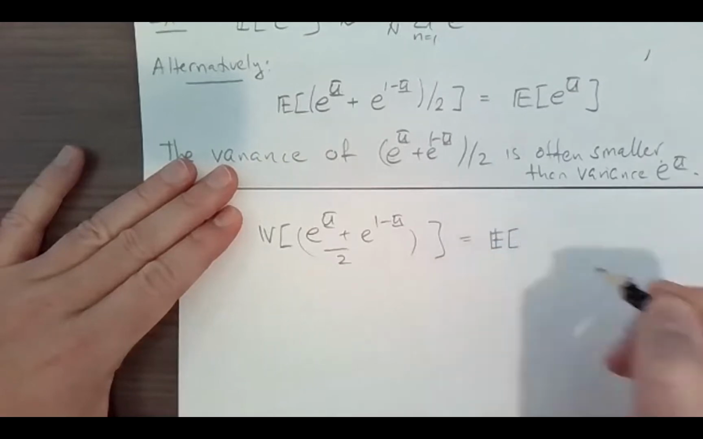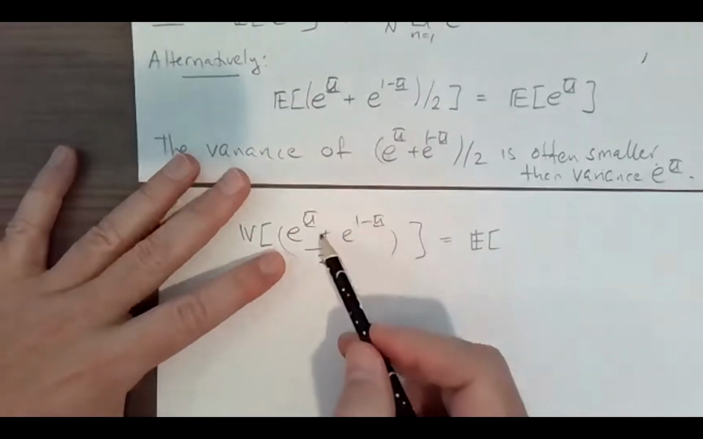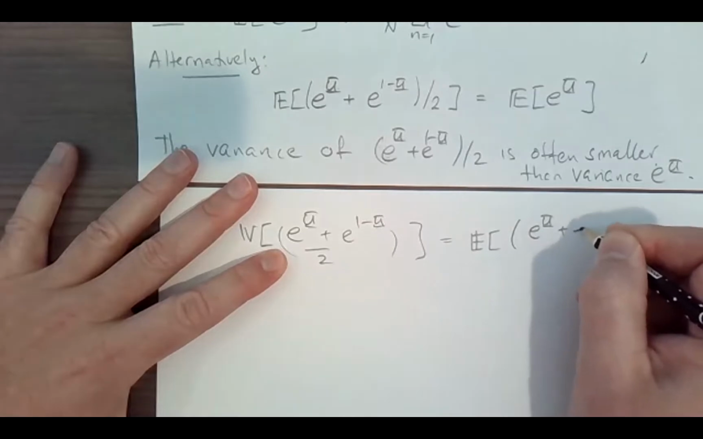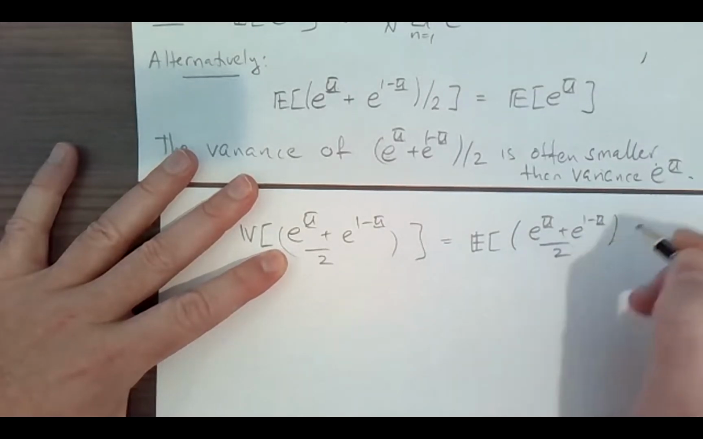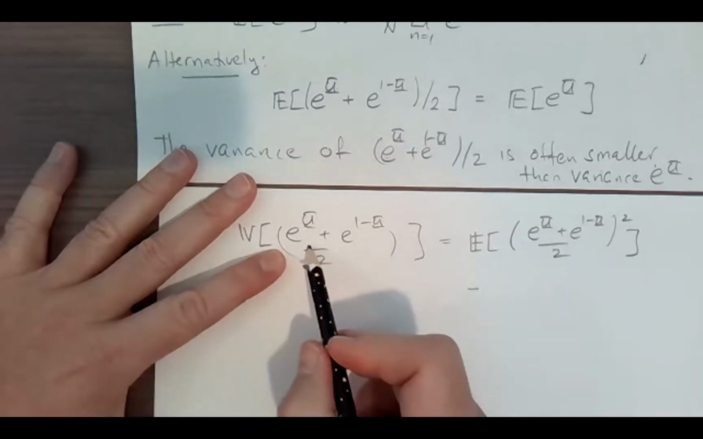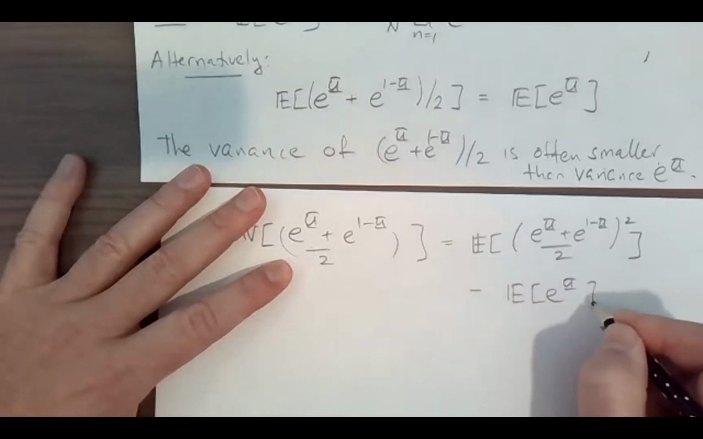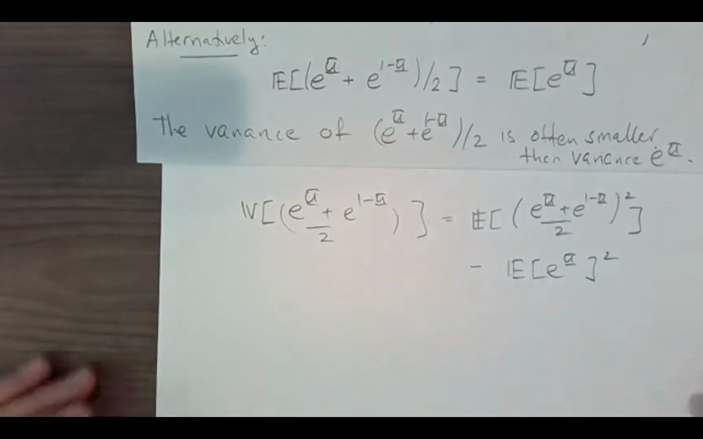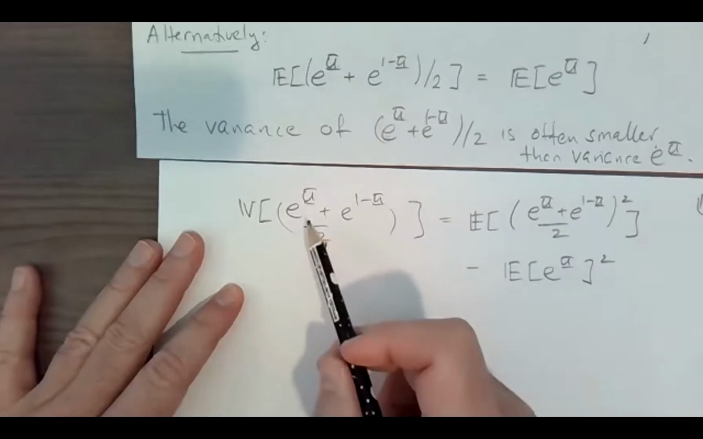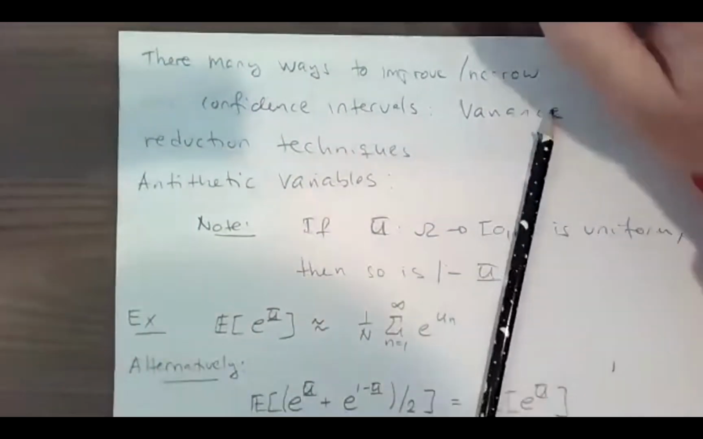This would be e of this thing squared. So it would be e to the u plus e to the 1 minus u divided by 2, everything squared, and then minus the first moment squared. The first moment we already had, that was just the expectation of e to the u, squared. So let's try to look at how this variance changes. And of course, the point being that this variance here is going to be different, and it's going to be much smaller than just the variance of e to the u. Okay, so let's try to do that.